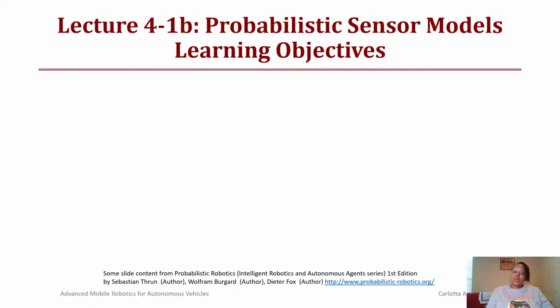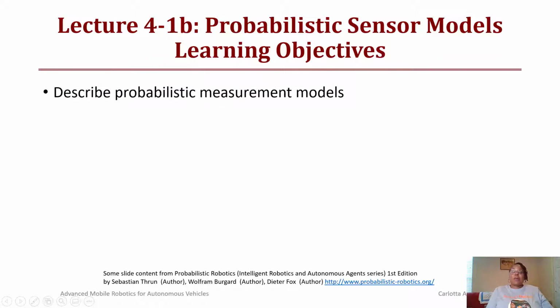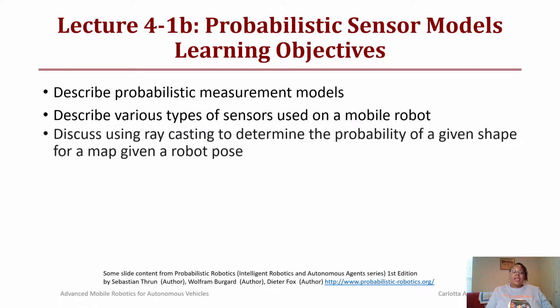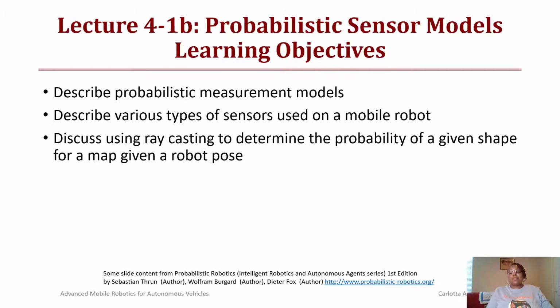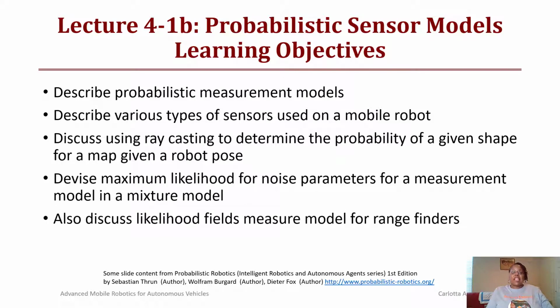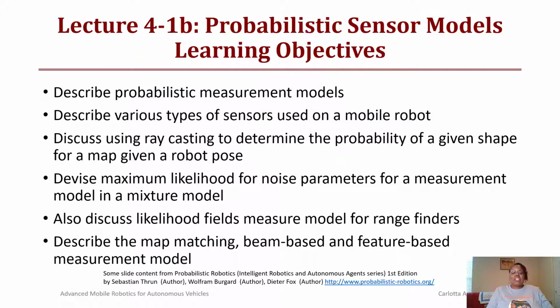Today is lecture 4-1B on probabilistic sensor models, and our learning objectives include the following. Describe probabilistic measurement models. Describe various types of sensors on a mobile robot. All of that was done in lecture 4-1A. Discuss using ray casting to determine the probability of a given shape for a map given a robot pose. Devise maximum likelihood for noise parameters for a measurement model in a mixture model. Also discuss likelihood fields measurement models for rangefinders. And finally, describe the map matching, beam-based, and feature-based measurement model.